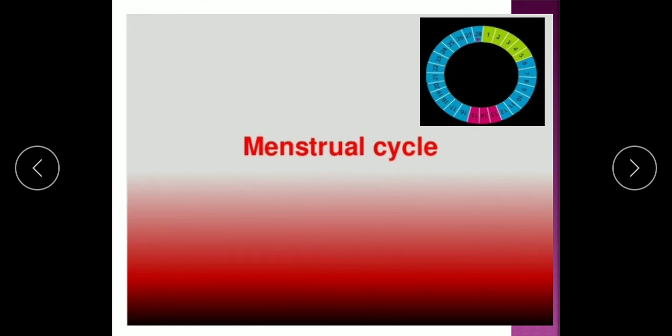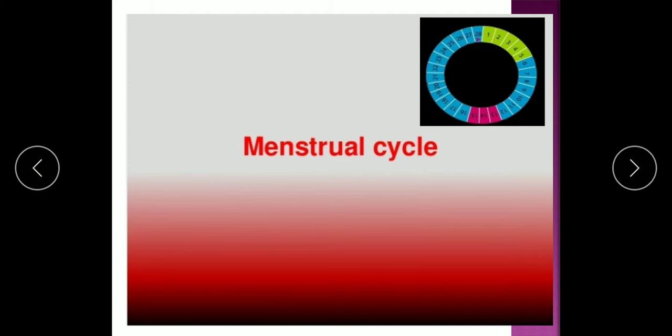Today we are going to discuss the menstrual cycle. The cycle of events starting from one menstrual period till the next one is called the menstrual cycle, during which cyclic changes occur in the endometrium every month. Cyclic menstruation is an indicator of a normal reproductive phase.